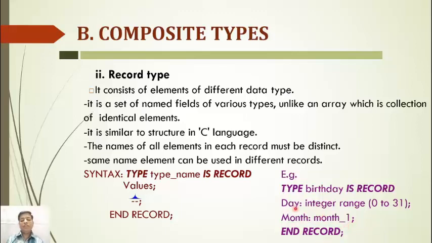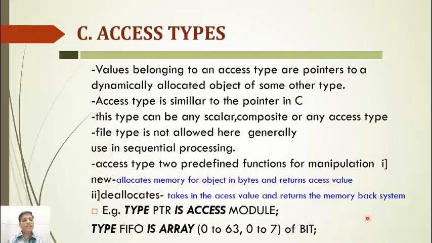In this way we have written down the values. Here also you can define over here. So same way you have to keep the record type. Have you got it? Okay, next.